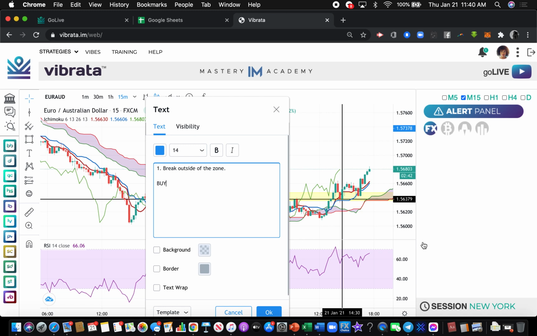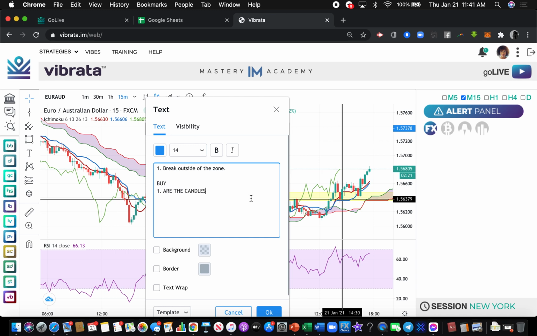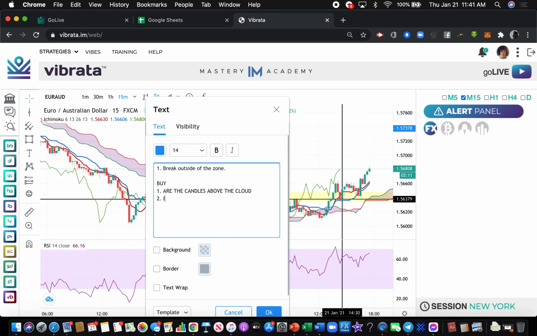The thing I want you to remember as well is that even though they're saying it's a potential buy, if your indicators line up for a sell, you can look for sell opportunities. So for the buy, the first thing I want to know is, are the candles above the cloud? Okay. That's one. Number 2, is the cloud ahead green on top?